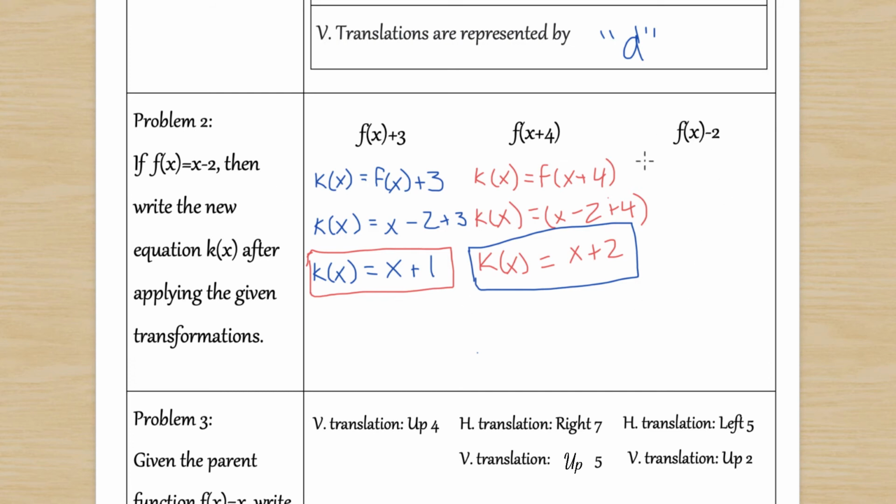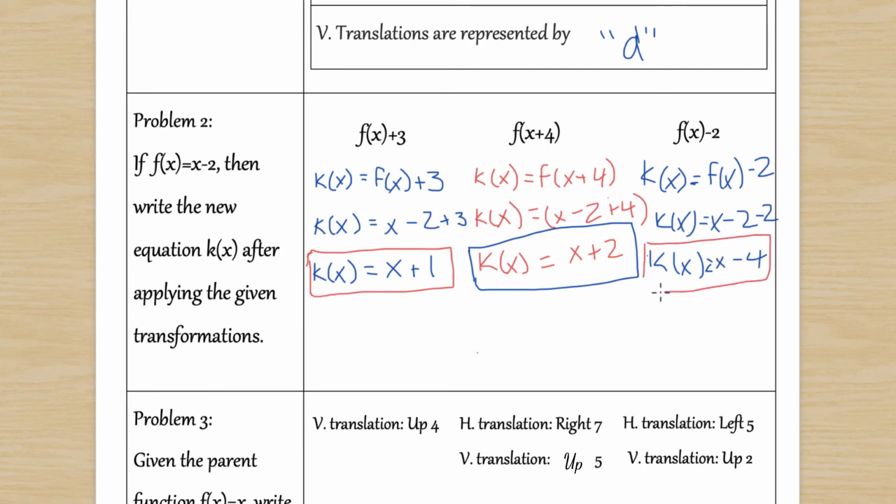So to solve this, we're going to do what we did the first 2 times. Set k of x equal to f of x minus 2. And so k of x is equal to x minus 2 minus 2. And then we combine like terms and we get k of x is equal to x minus 4. And that is our final answer.